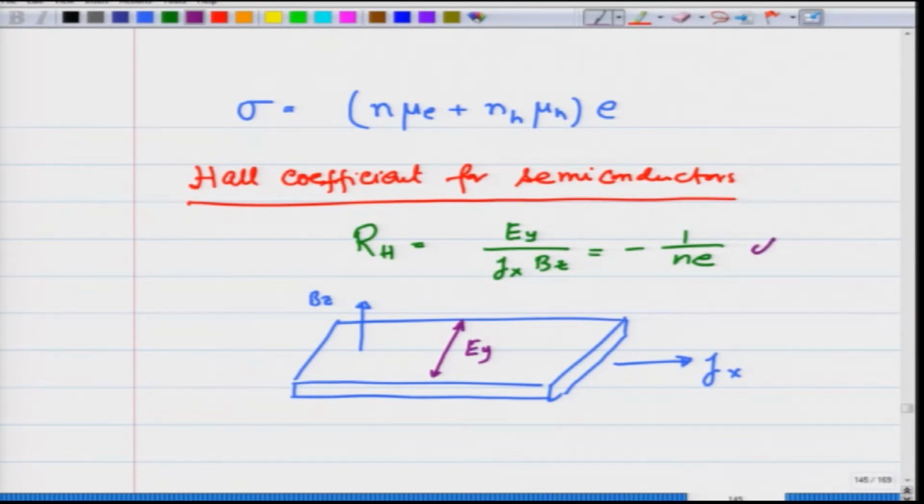And now, notice that this is proportional to 1 over n. Now, n is very small for semiconductors compared to metals, and therefore R_H, the Hall coefficient for semiconductors, is going to be very large compared to metals. The electric field produced across the y direction is going to be very large compared to that for a metal for the same J_x and B_z, and therefore these are very useful to find out the magnetic field. They are very sensitive to the magnetic field.